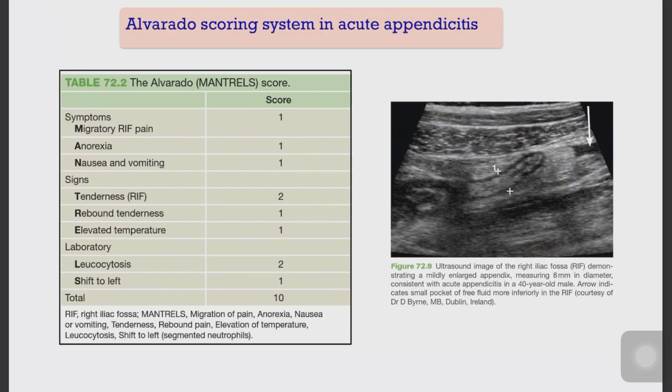So in this short video discussion, we are going to discuss the modified Alvarado scoring system in acute appendicitis and clinical signs and tests for acute appendicitis. As you all know, the diagnosis of acute appendicitis is essentially clinical, and we have the Alvarado or modified Alvarado classification, which is your Mantrels score, which assists in the diagnosis of acute appendicitis.